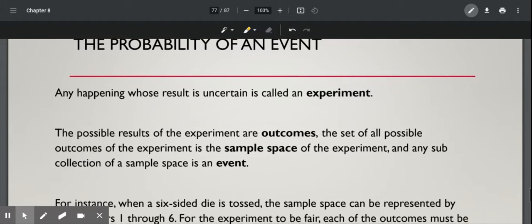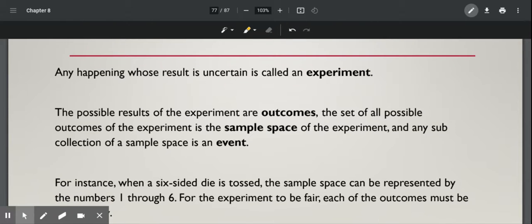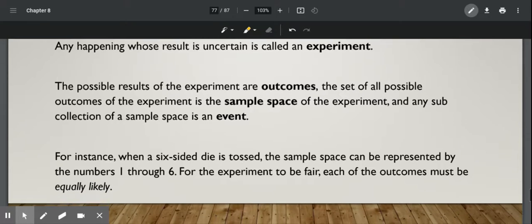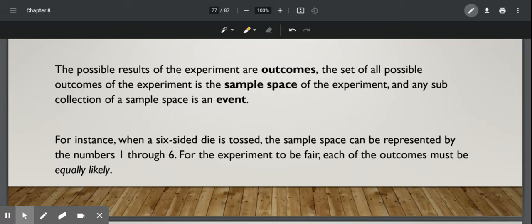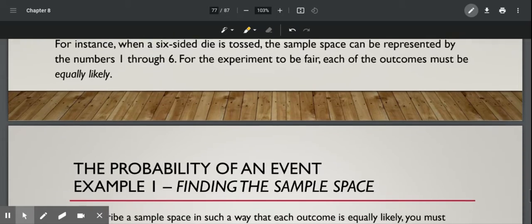So the probability of an event: any happening whose result is uncertain is called an experiment. Possible results of experiments are outcomes, and the set of all possible outcomes of the experiment is the sample space. Any subset or subcollection is an event. So, for instance, when a six-sided die is tossed, the sample space is represented by the numbers 1 through 6. And for the experiment to be fair, each of the outcomes has to be equally likely.